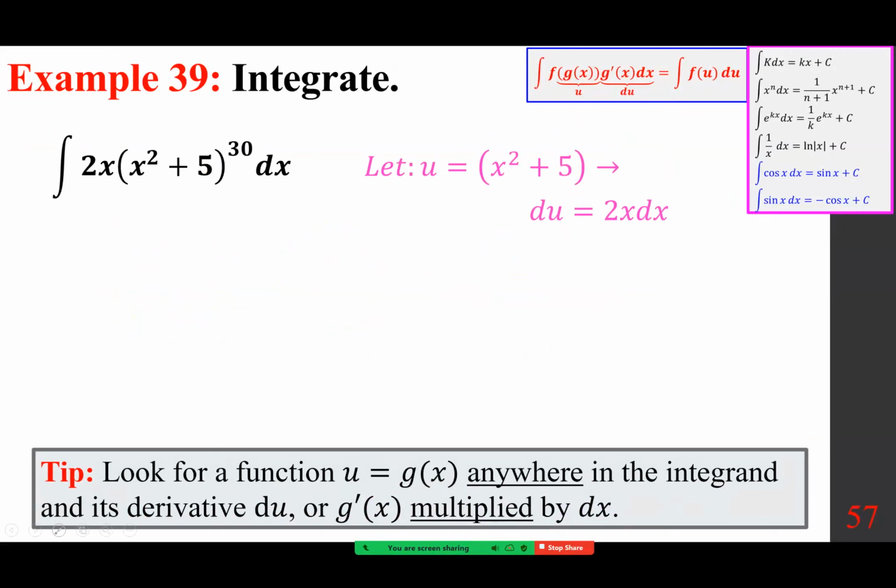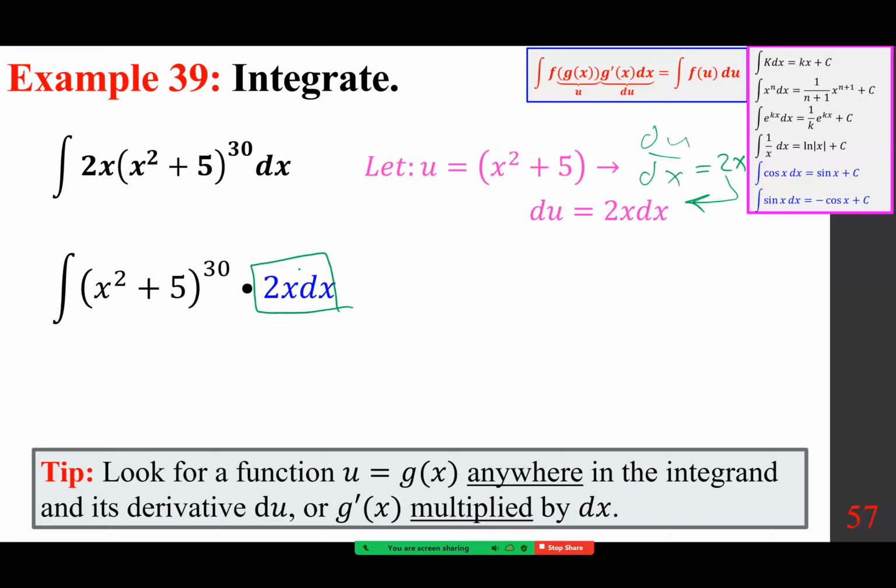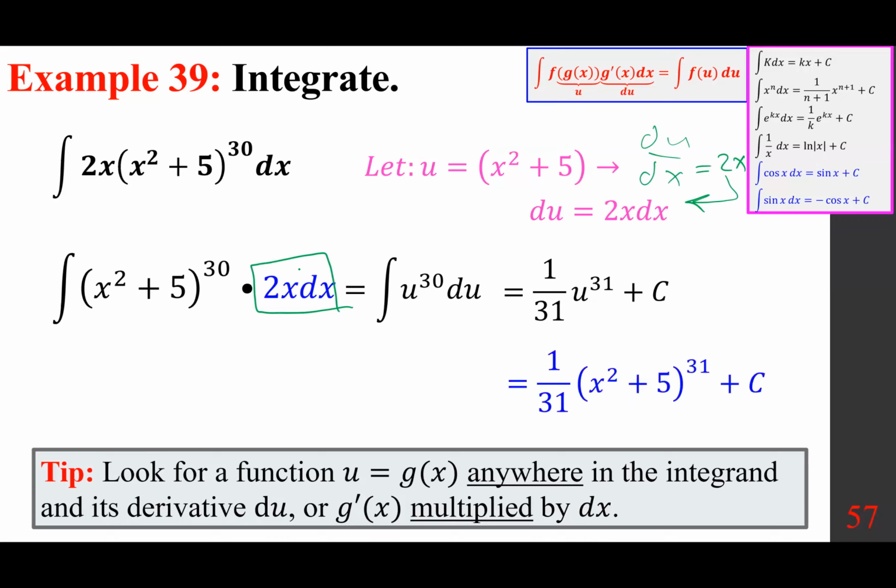And again, let me write that just to make sure we remember this concept. du dx is 2x. And then du is 2x dx. We're going to move the 2x next to dx so everybody can clearly see that this is du. So we have u to the power of 30 du, and that is a simple case of a power rule, 1 over 31, u to the power of 31 plus a constant. And we're going to replace the u, and we are done.